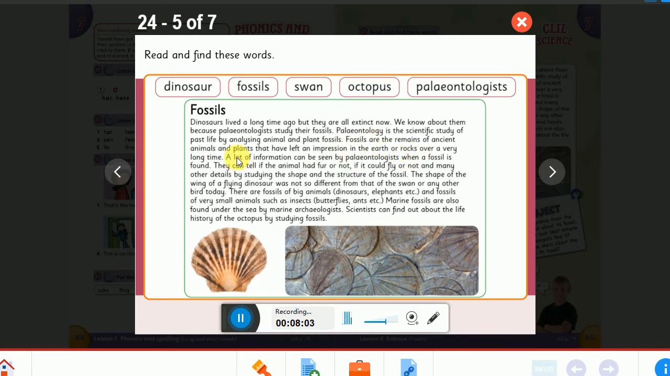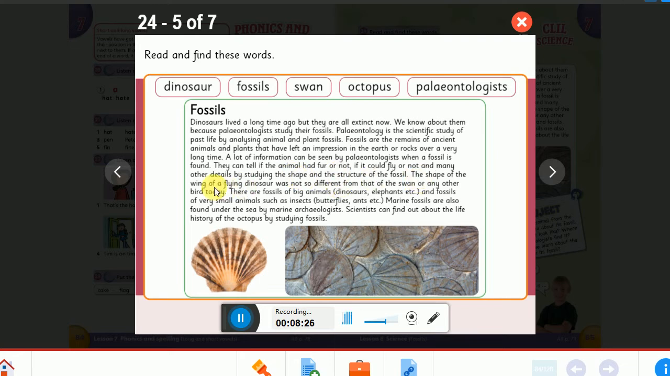A lot of information can be seen by paleontologists when a fossil is found. What is this information? They can tell if an animal had fur or not. That means, how did they look? If it could fly or not, and many other details by studying the shape and structure. So fossils tell us information about the shape or structures of these animals.